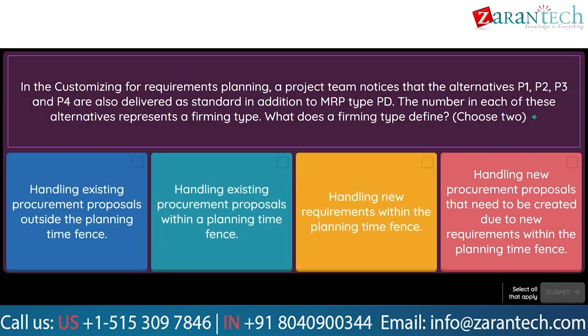Question: in the customizing for requirements planning, a project team notices that the alternatives P1, P2, P3 and P4 are also delivered as standard in addition to MRP type PD. The number in each of these alternatives represents a firming type. What does a firming type define?